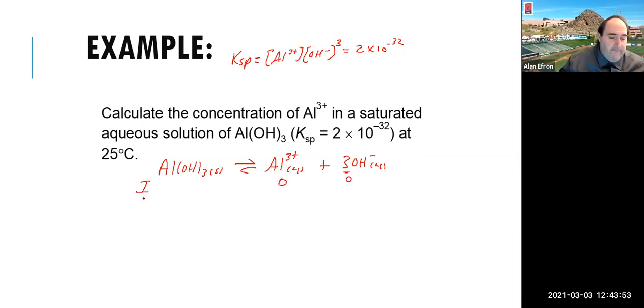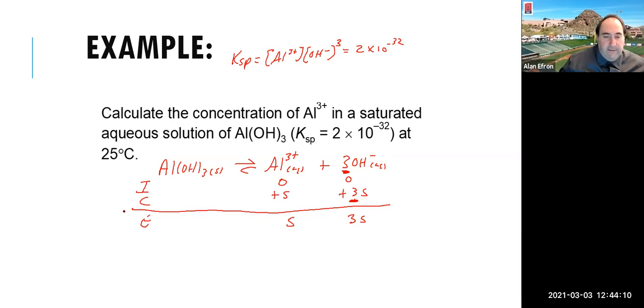So 0, 0, change again, plus S, plus 3S. Again, don't forget the 3 there. Need it because of the coefficient. And we will end up with S and 3S in this particular case. That is then going to go into our Ksp expression. And that would get us S times 3S cubed is equal to 2 times 10 to the minus 32.